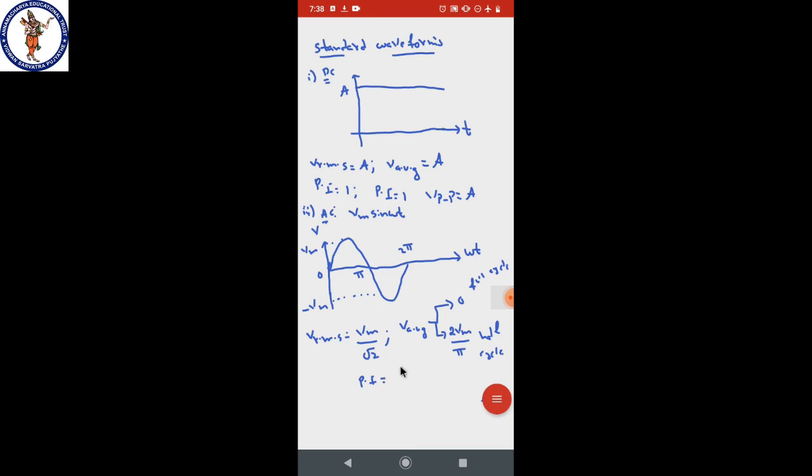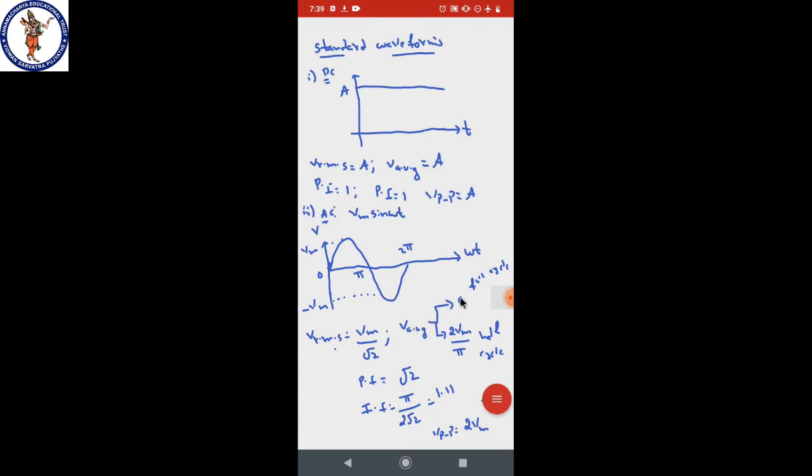What is the peak factor? Peak factor will be root 2 for the sinusoidal waveform. What is the form factor? It will be pi by 2 root 2, which is 1.11. Peak to peak value equal to 2 Vm. Very important for the AC sinusoidal waveform.